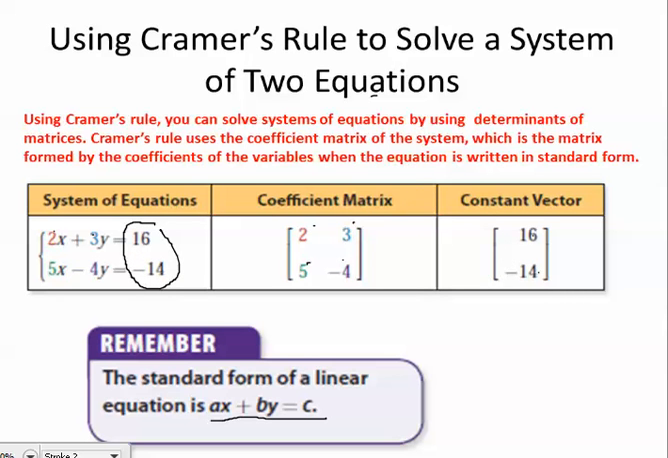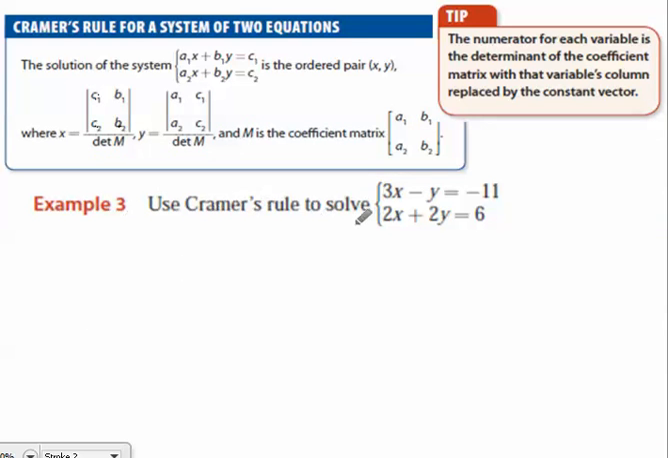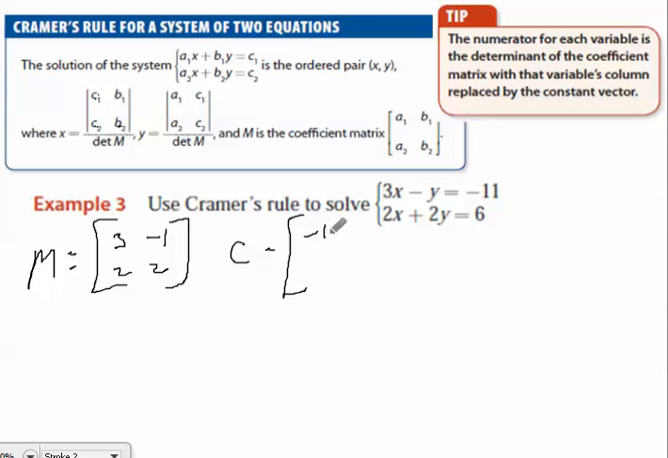So we're going to use that information to write and solve an equation. So we've got our matrix, which is 3 and negative 1, 2, and 2. We've got our constant matrix, which is negative 11 and 6. And what we're going to see here is if we find the determinant of this matrix, well, 3 times 2 is 6, minus a negative 2, which is equal to 8.